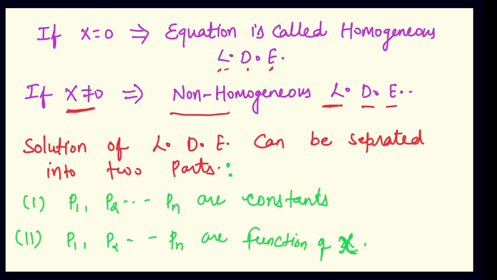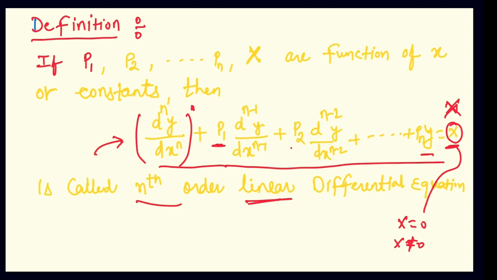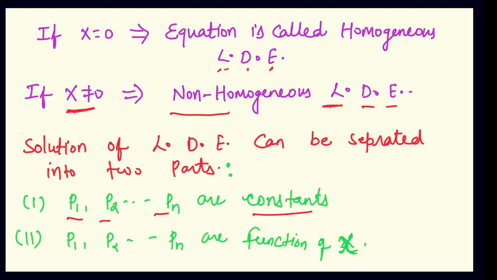Okay, so next, the solution of a linear differential equation can be separated into two parts. In our standard form, these p1, p2, p3, so on, pn are constants. Okay, first condition is that p1, p2, pn are constants. Second condition is p1, p2, pn are functions of x. So if we want to find the solution of a linear differential equation, it depends on two conditions. First condition is if p1, p2, pn are constants. Second condition is that if p1, p2, pn are functions of x.